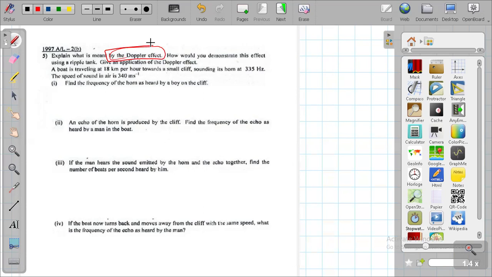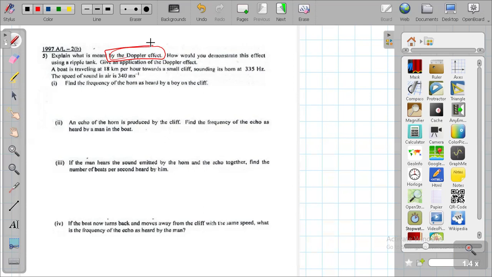So how would you demonstrate this effect using a ripple tank, and give an application of the Doppler effect? See how primary these questions are. So what is the meaning of the Doppler effect?